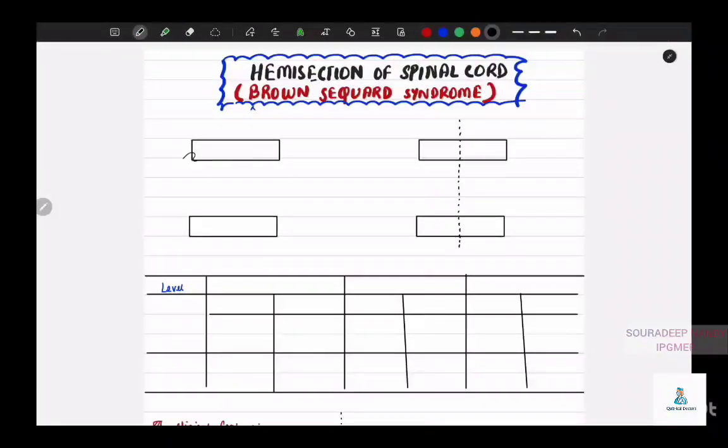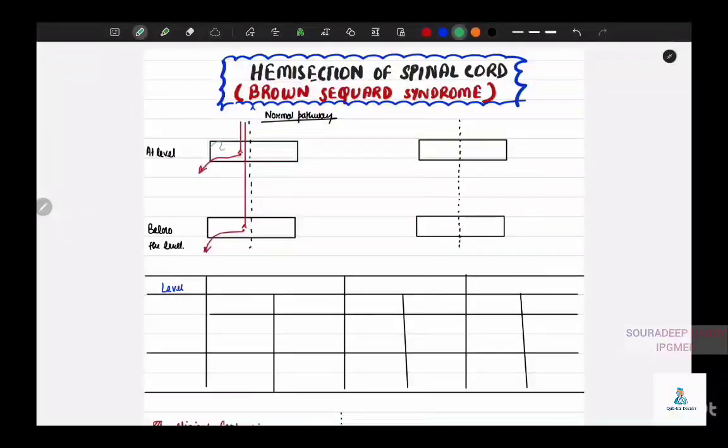Now, coming to the hemisection of the spinal cord, which is also known as Brown-Sequard syndrome, I have drawn the spinal cord at two levels. Let us see the normal pathways or tracts. First, see the corticospinal tract. Here the upper motor neuron comes, then it relays on the lower motor neuron, and the lower motor neuron comes out of the spinal cord. Now, seeing the spinothalamic tract, the first order neuron comes, relays over the second order neuron, and the second order neuron ascends up through the spinothalamic tract. Coming to the posterior column medial lemniscus pathway, it directly enters the spinal cord and directly ascends up. Blue is the dorsal column, red is the corticospinal tract, and green is the spinothalamic tract.